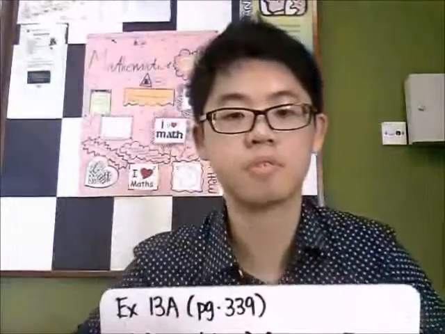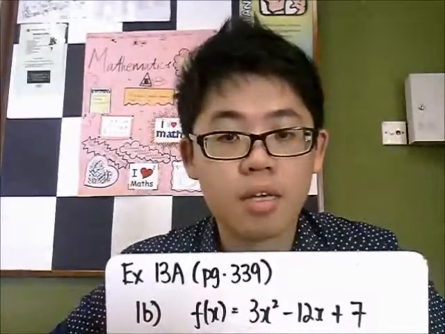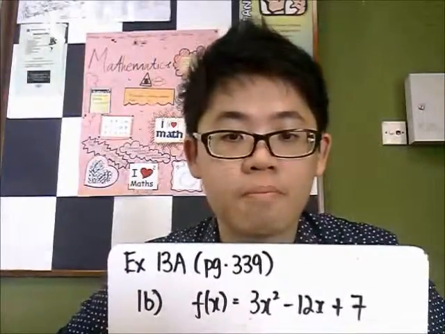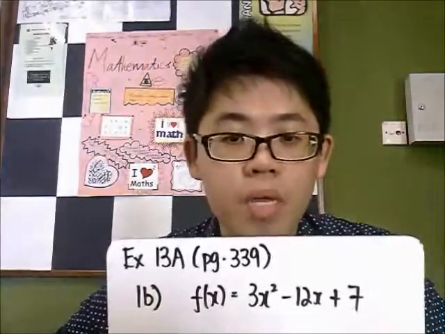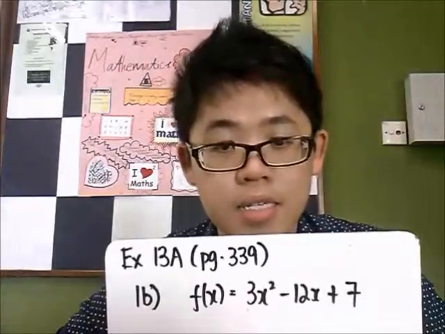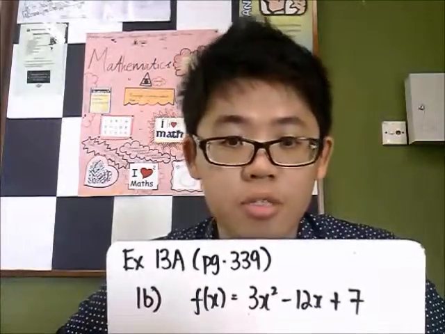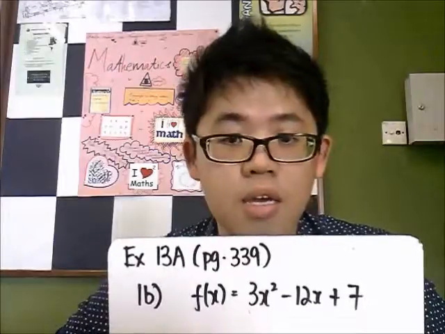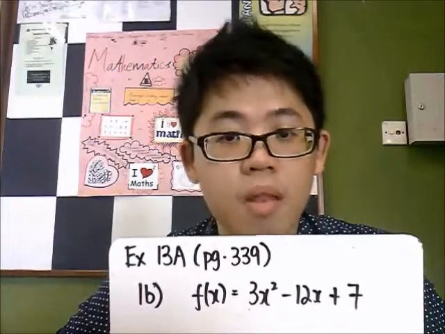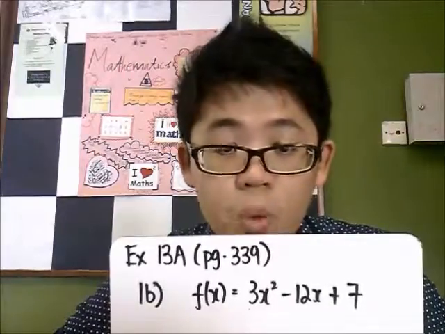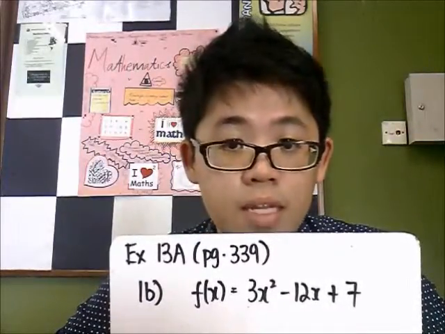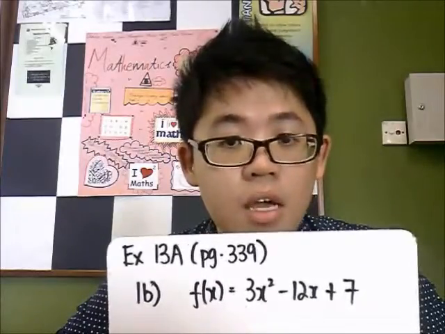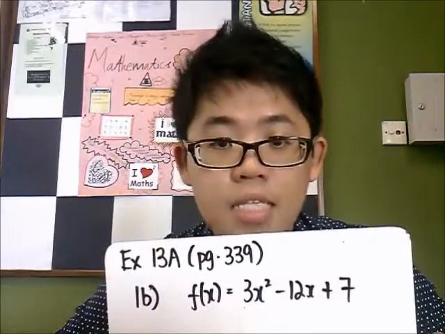Now is practice time. Right now I want all of you to turn to the textbook, page 339, exercise 13A. Now let's look at question 1B. What the textbook says is they are only interested in increasing function. Now let's take a look at the question. The equation given is f(x) equals 3x squared minus 12x plus 7. I'm going to give you 1 minute. Follow the method that I did just now and try to solve this question. Your 1 minute starts now.